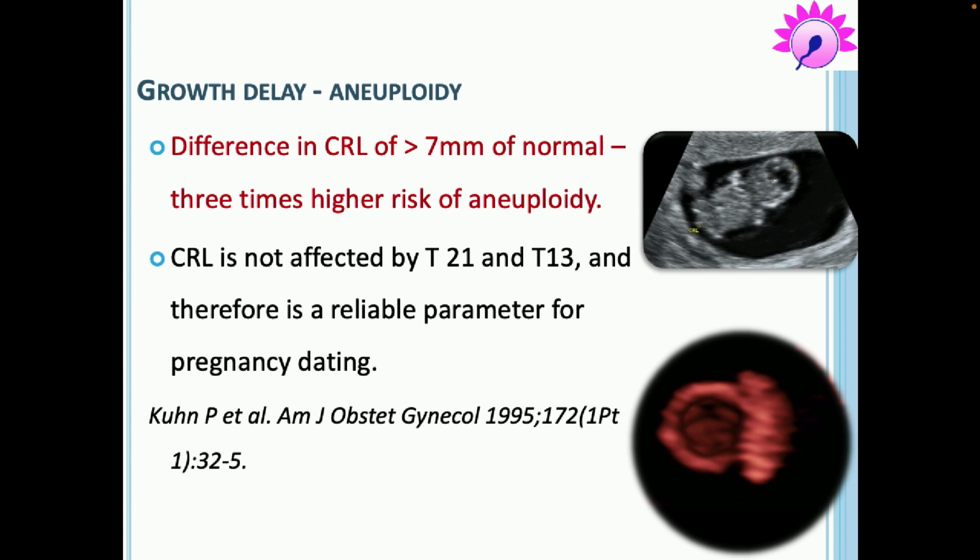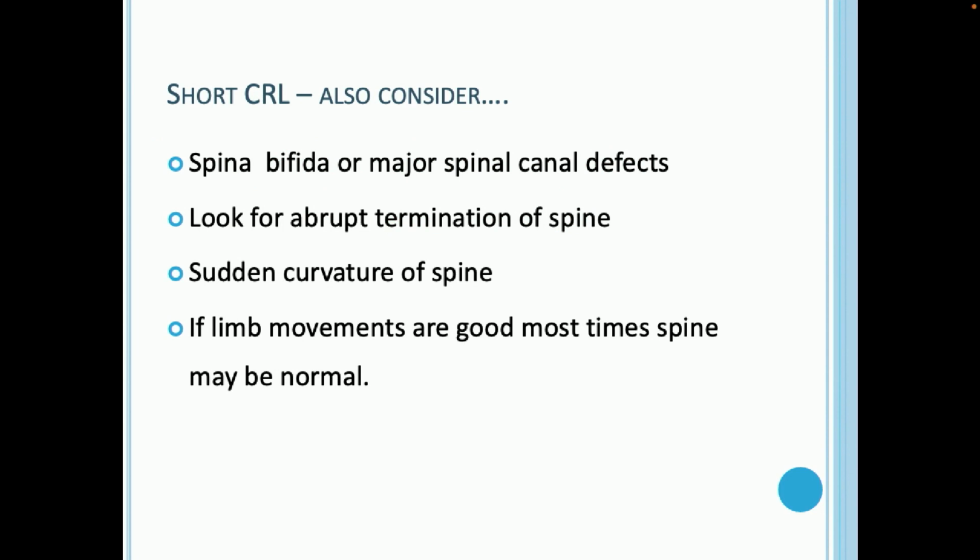Yes, it is true that normally there is a difference. If there is a difference in the CRL of up to 5 days, that is when it is still considered normal and you don't change the dates. But when the difference is more than 7 millimeters, that is a higher risk of chromosomal abnormalities. Though it is also true that trisomy 21 and 13 may not be much affected, but for trisomy 18 it is a more reliable parameter.